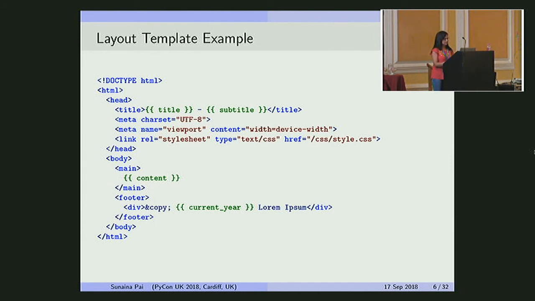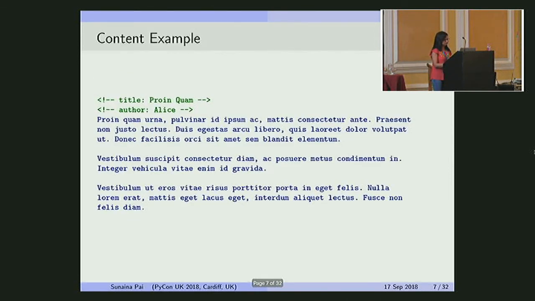So this is a sample layout file. As you can see, it is a simple HTML file with placeholders delimited by double braces. These placeholders are going to get replaced with the actual values when the site is generated. This is a sample content file. The content file has two parts, the content headers and the content itself. The content headers are again simple HTML comments with key value pairs. The values here are going to replace the placeholders in the templates that you saw in the previous slide when the site gets generated.